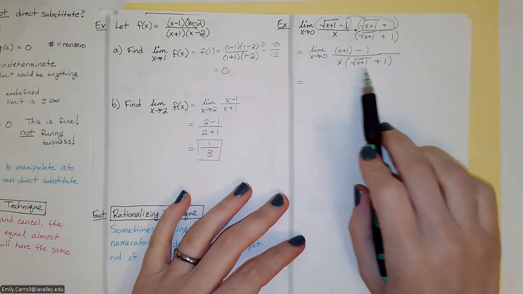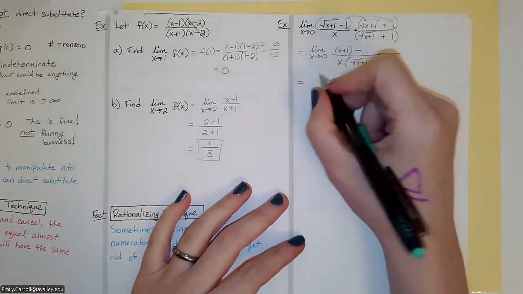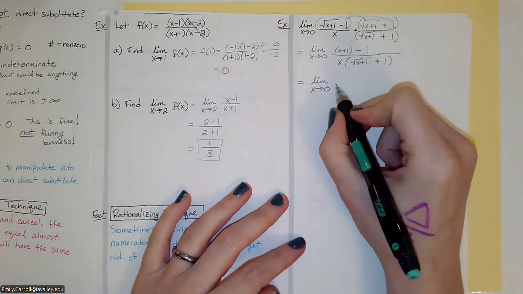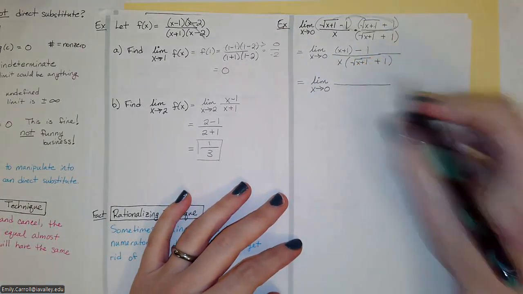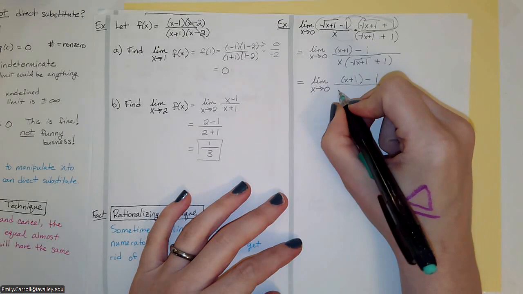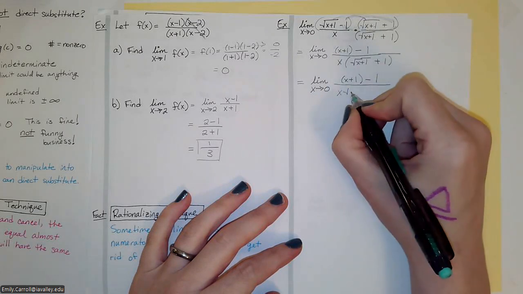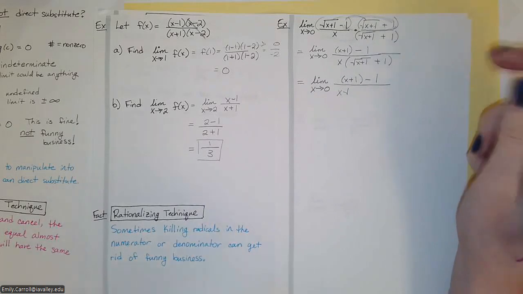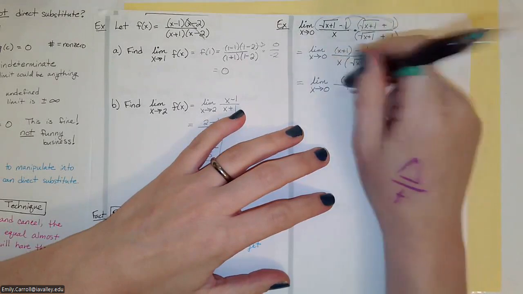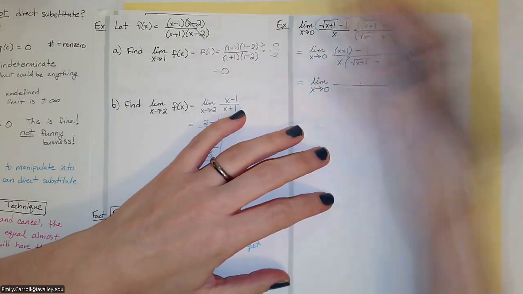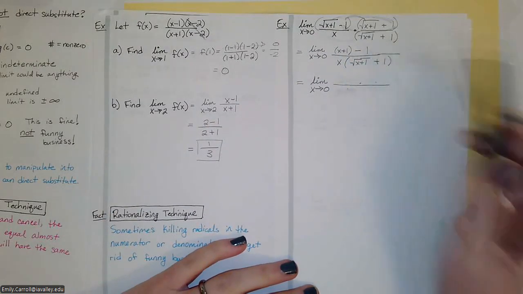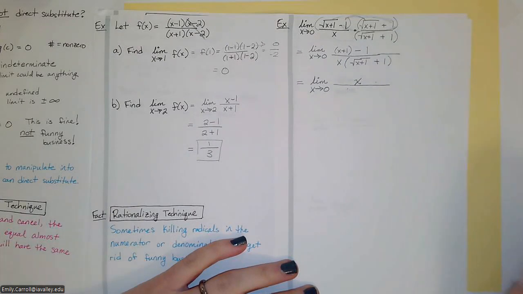Next, I want to distribute here in the bottom. x is not allowed to be 0 yet, so the limit operator will tag along. So we'll have x times, you know what, actually, I'm just kidding. I don't want to distribute the bottom. What I want to do is cancel the 1's on the top here. This is x plus 1 minus 1, so it's just x.